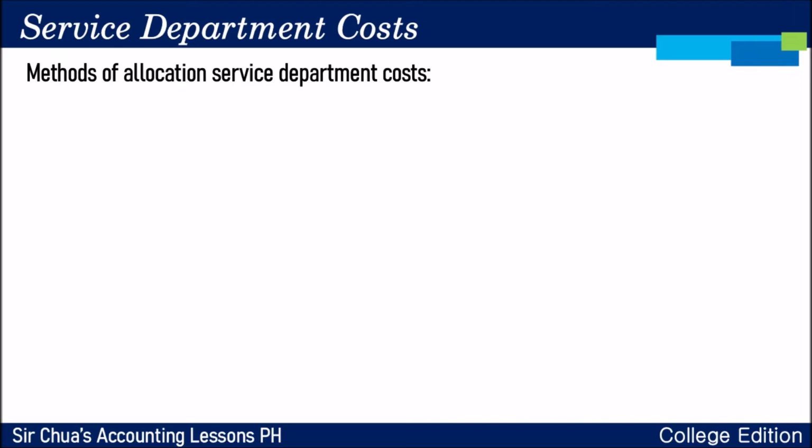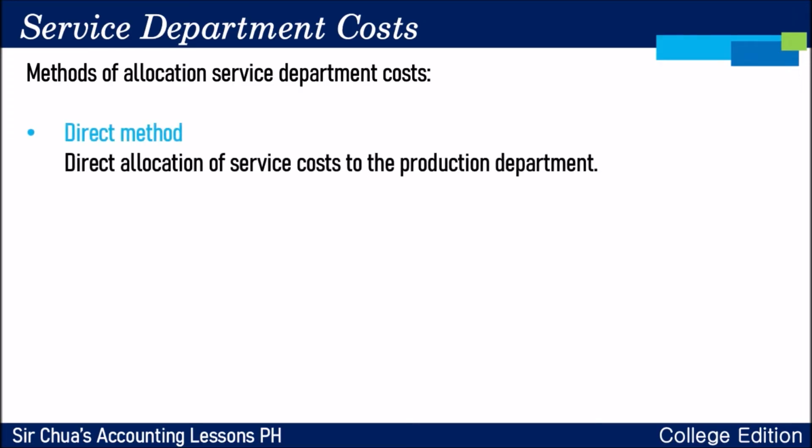Okay, so we have the following methods of allocation of service department cost. The first method is direct method. It is a direct allocation of the service cost to the production department. Kung magkano po yung ating service cost na nagastos for a certain period, or should I say, no, actually this is about budgets kasi we're still talking about predetermined overhead rate kasi. Okay, so kung magkano man po yung service cost na na-budget during the period, yun po yung i-allocate natin sa production department to get the predetermined overhead rate. Okay, later, you'll understand it better pag may numbers na.